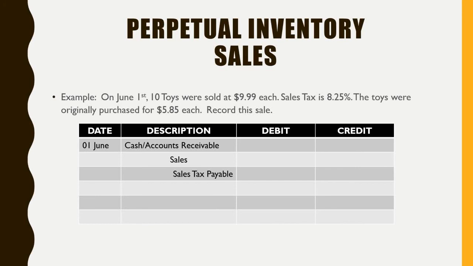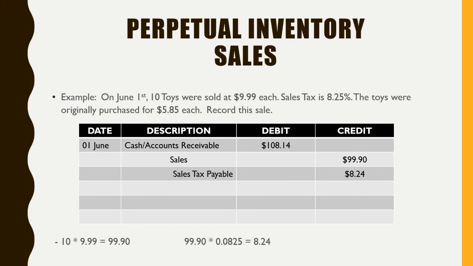The first thing is, well, how did the customer pay us? Whether they pay us with cash or accounts receivable, right? We're going to recognize sales and we're going to recognize sales tax. In this case, we sold 10 toys at $9.99, so therefore $99.90, plus $8.24 of tax will give you a total of $108.14, okay?